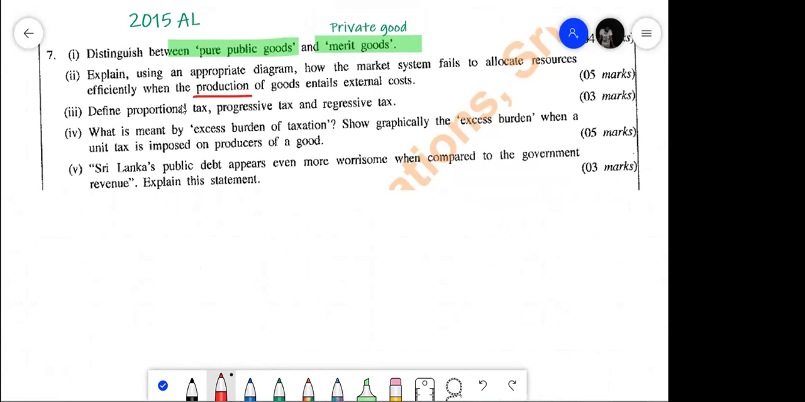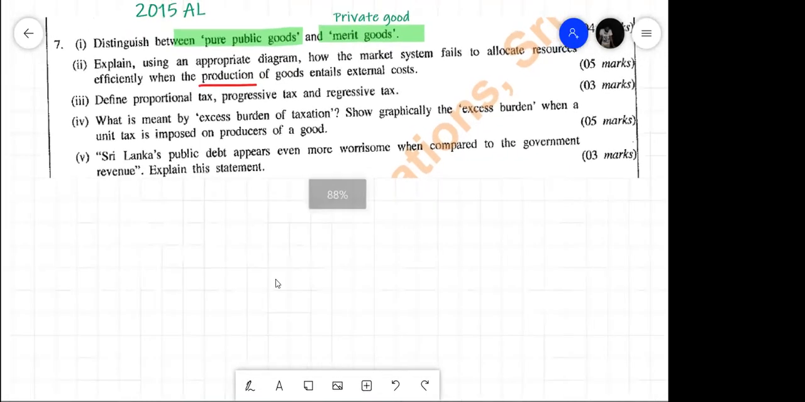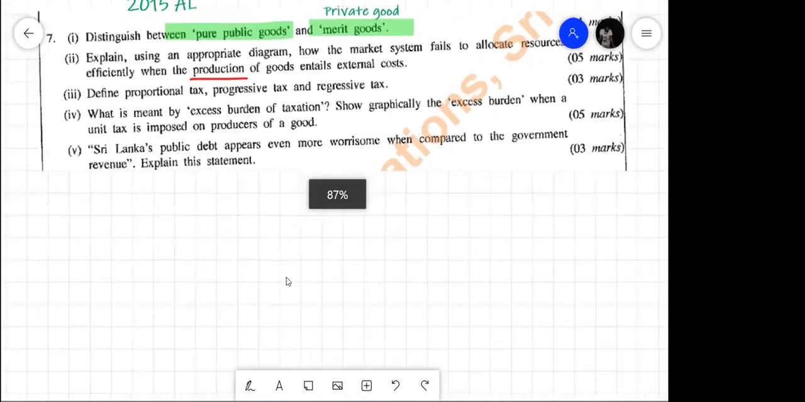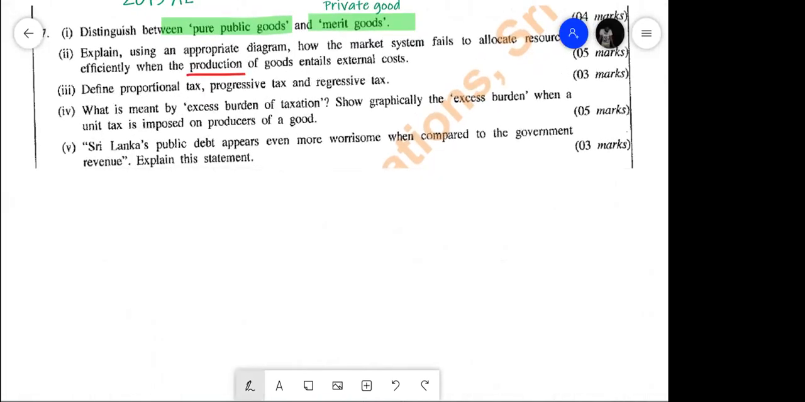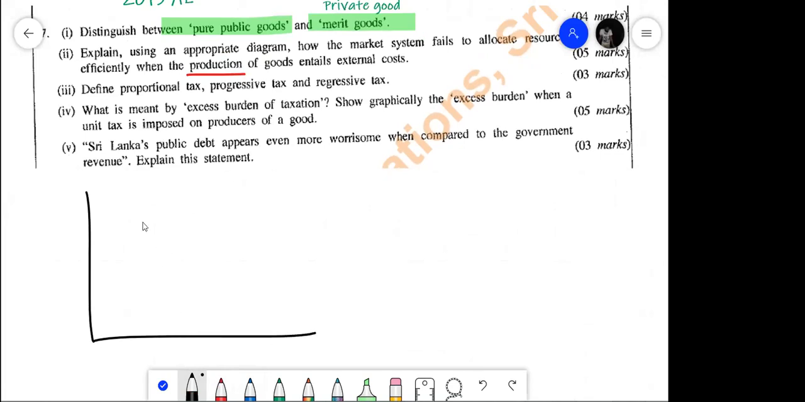When they say production of goods entails external cost, are you going to draw a positive externality in production, or are we going into a negative externality in production? Which one? It's mostly a negative externality in production. So we need to draw a negative externality in production and explain that. That is what we are trying to do. So they are asking us to explain using an appropriate diagram how the market fails to allocate resources efficiently in this negative externality situation. So all you do is draw the diagram and explain.